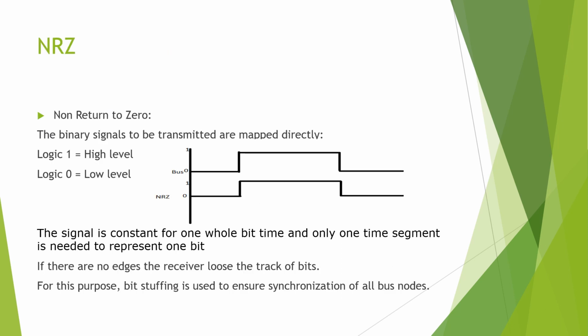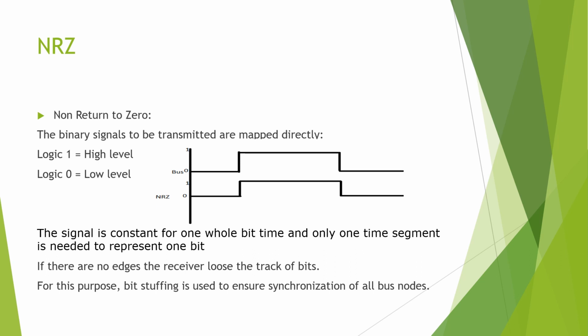Now comes non-return to zero encoding. Here the binary signals to be transmitted are mapped directly. What it means is, firstly, 0 is low, 1 is high. So if the bus is at 0, it will be in sync with that. It will be 0 here and then 1 here, and then it will stay for however many bits are of the same polarity, and then again the state changes. The signal is constant for one whole bit time, and only one time segment is needed to represent one bit.